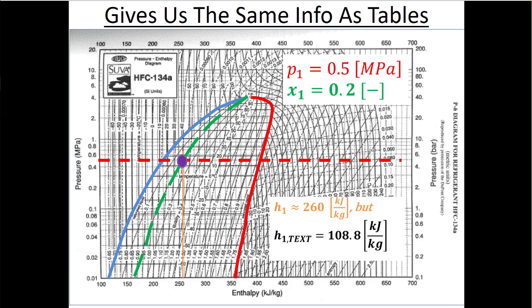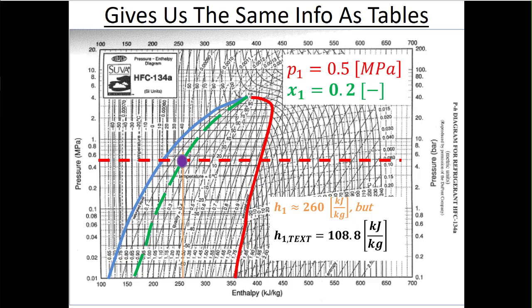But if I look this up in the textbook, I get that it's 108.8, right? So what the heck? Why is it wrong? It's not exactly wrong. It's just that enthalpy is a little bit like temperature, where it makes sense as delta H. The first law is always telling us about delta H. But you can have different zero values, just like you can with temperature.